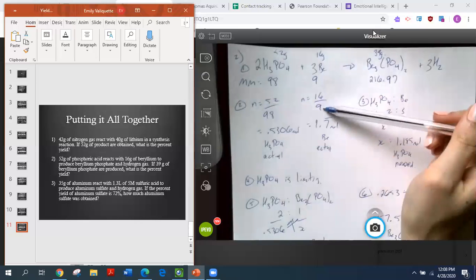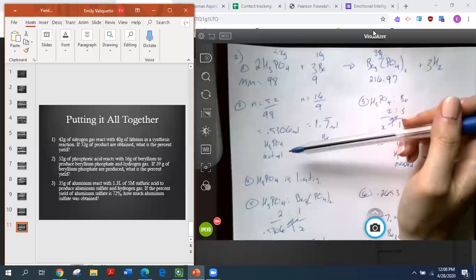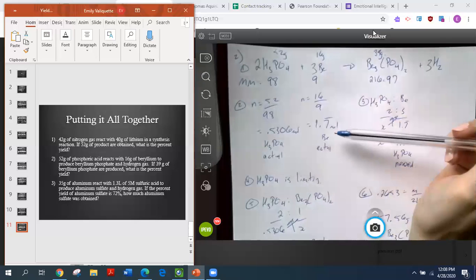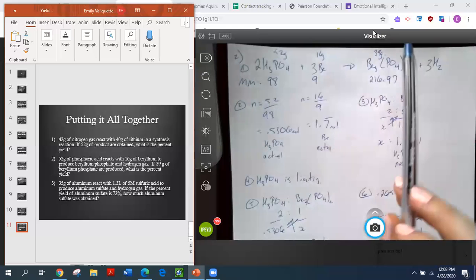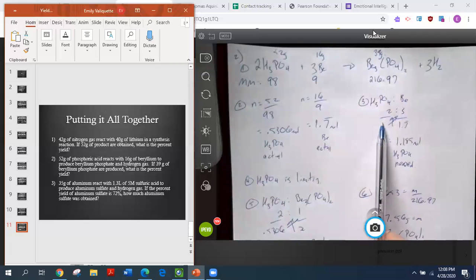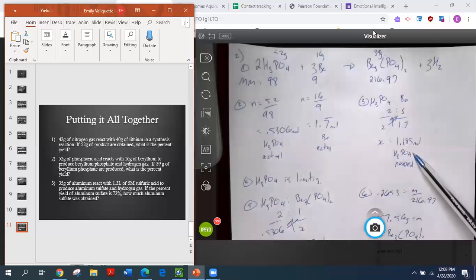You'll get 0.5306 moles of the phosphoric acid that you actually have, and 1.7 repeating moles of the beryllium that you actually have. Then you'll set up a mole ratio between your two reagents. It is a 2:3 ratio. Plug in an X for one of them and the actual moles of the other one. Find the moles needed of whichever one you didn't plug in. In this case, I found that I need 1.185 moles of my phosphoric acid.